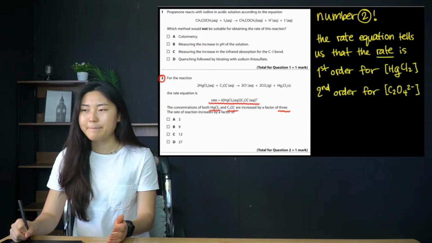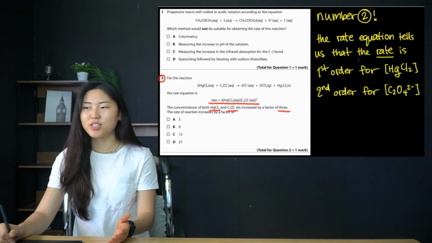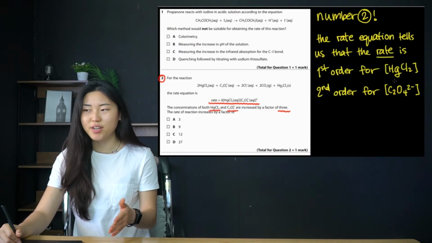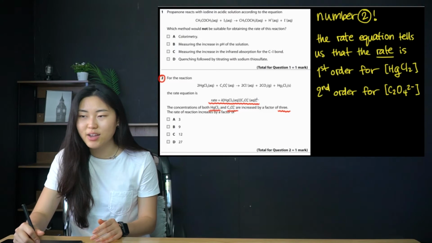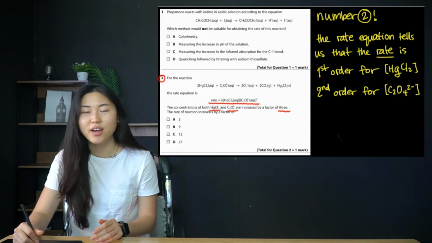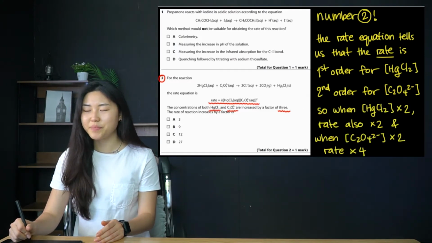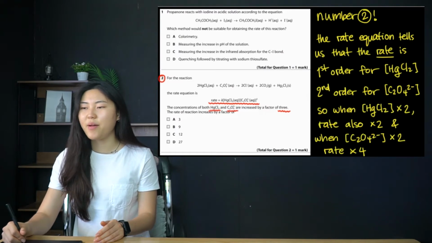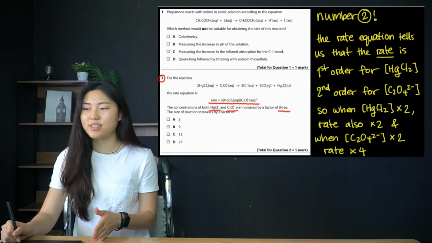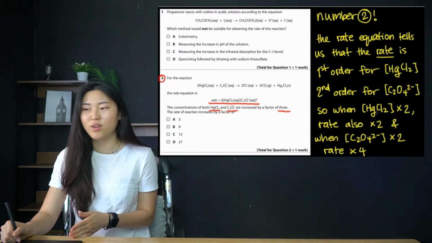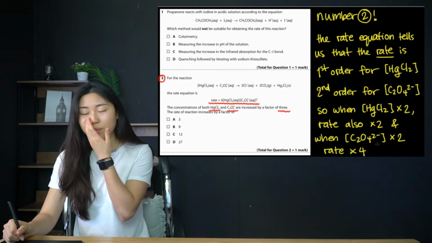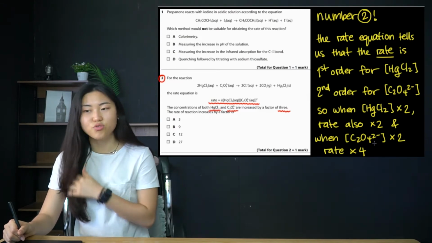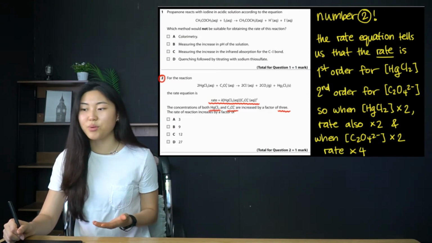So the rate equation tells us that the rate is first order for HgCl2 and second order for the ethanedioate ion, because the ethanedioate ion has the power of 2 there, right? So it's second order. When the HgCl2 concentration doubles, the rate is also going to double, and if the ethanedioate ion doubles, then the rate is going to quadruple because it's second order, right?